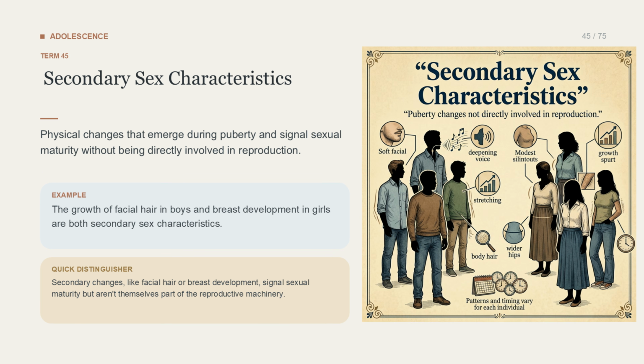45. Secondary sex characteristics. Secondary sex characteristics are physical changes that emerge during puberty and signal sexual maturation without being directly involved in reproduction. In real life, the growth of facial hair in boys and breast development in girls are both secondary sex characteristics.